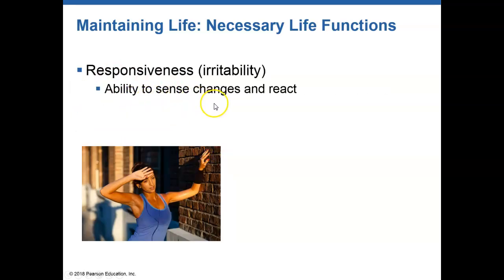We need to be able to sense changes in the environment, so we have to be responsive. In this case, this girl is very responsive to the heat. She's very hot, and her body is responding by sweating. So when our internal environment gets too hot, that heat moves into our blood and is released to the surface of our skin. And it's through our skin that we're going to respond to the heat.